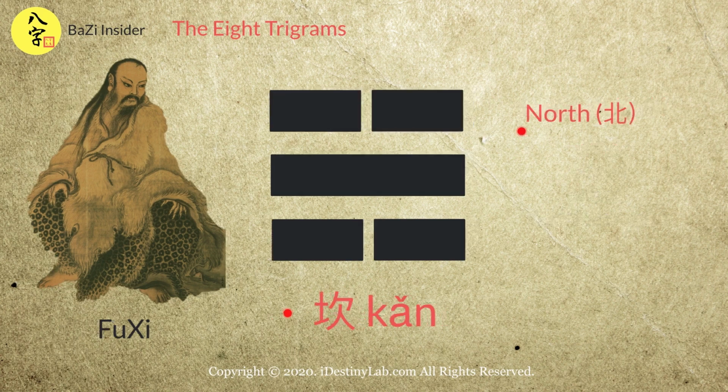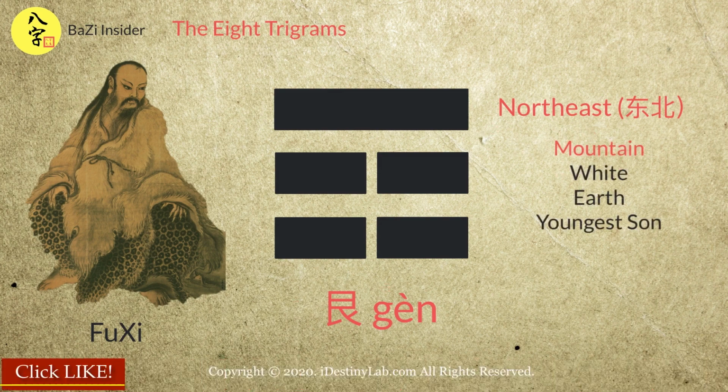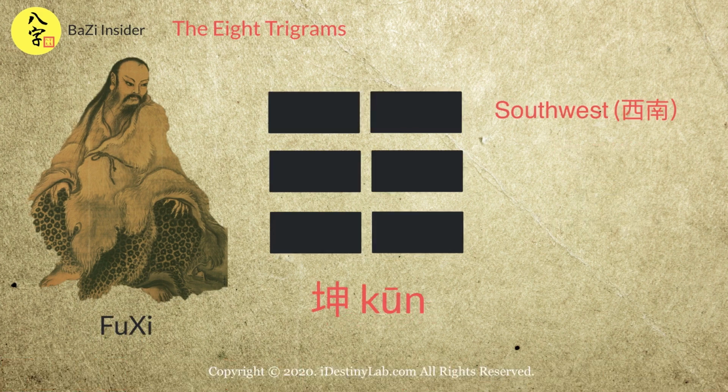坎卦 represents the north direction. It also represents the water, white color, and middle son. Its 5 element is water. 艮卦 represents the northeast direction. It also represents mountain, white color, the youngest son, and the 5 element is earth. Last but not least, 坤卦 represents southwest direction. It also represents the earth, black color, and mother. Its 5 element is earth.